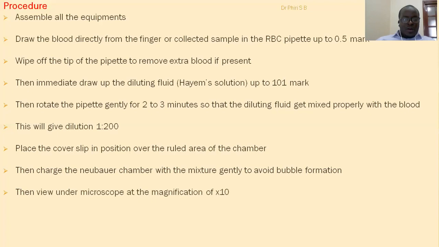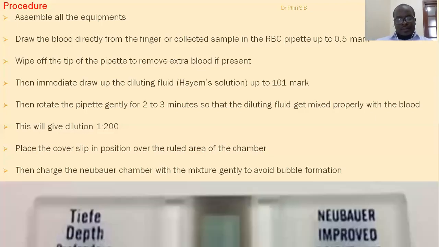And then you view under the microscope at a magnification of 10. So you start with the low power, a magnification of 10 times 10. You focus your Neubauer chamber so that you see the squares where you're supposed to read or count the red blood cells. Then after that, you change to a magnification of 40, and you'll be able to appreciate the red blood cells. Then you'll be able to count them.